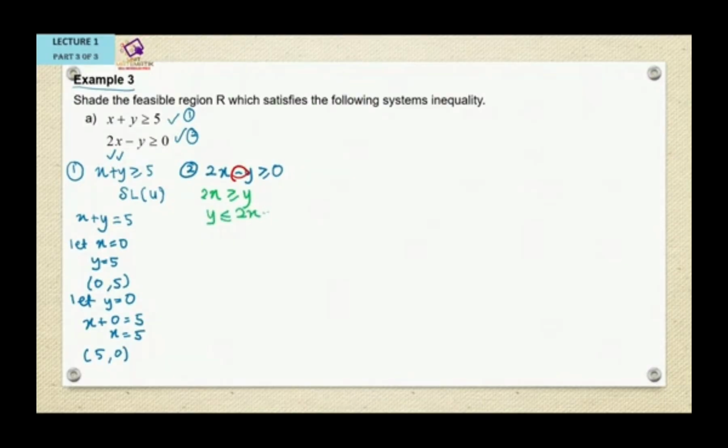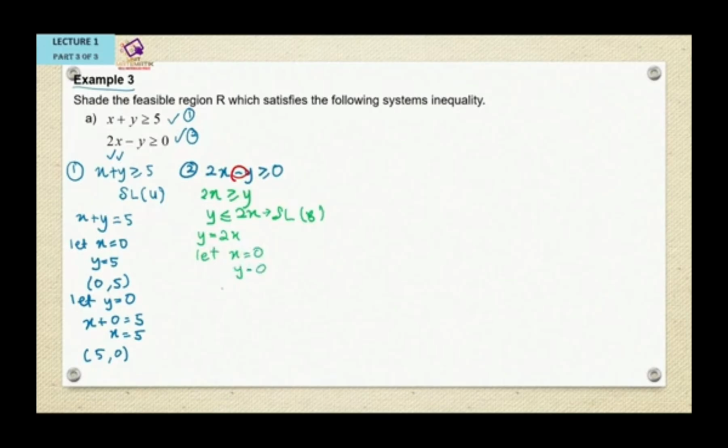Up to this stage, we can identify whether it is a solid line or broken line, and above the line or below the line. Since we have again included the boundary line, this is a solid line. The notation is less than or equal, so it should be below the line. First step, we write y equals 2x. Then we need to find at least two points. Let x equals 0, so y equals 0.